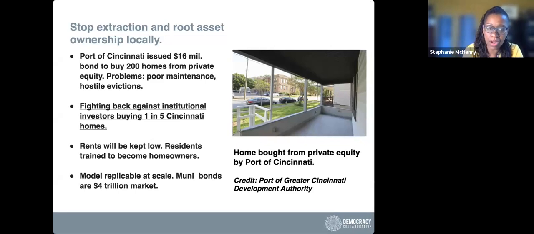And this doesn't have to be a one-off. I mean, there is a market for muni bonds. Any port or any housing authority can get into this game. So this is an example of what can happen when finance stays local and is not being operated purely on a profit motive.